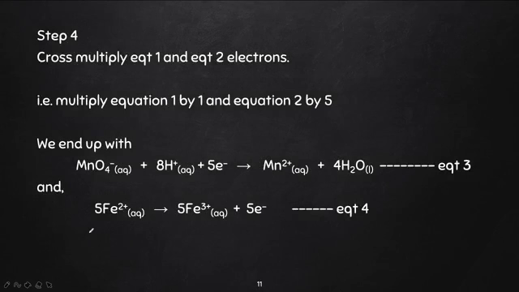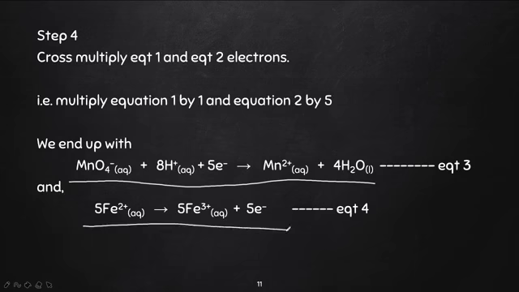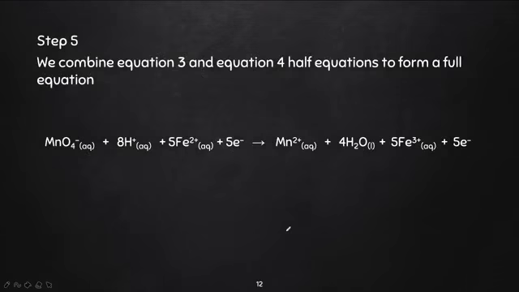Now on doing that to the reduction half equation, we end up with this, because anything multiplied by 1 is that same thing. But for the oxidation half equation, we end up with this. So now we are able to cancel out our electrons. That's the next step. Before we do that, we just combine the two equations.